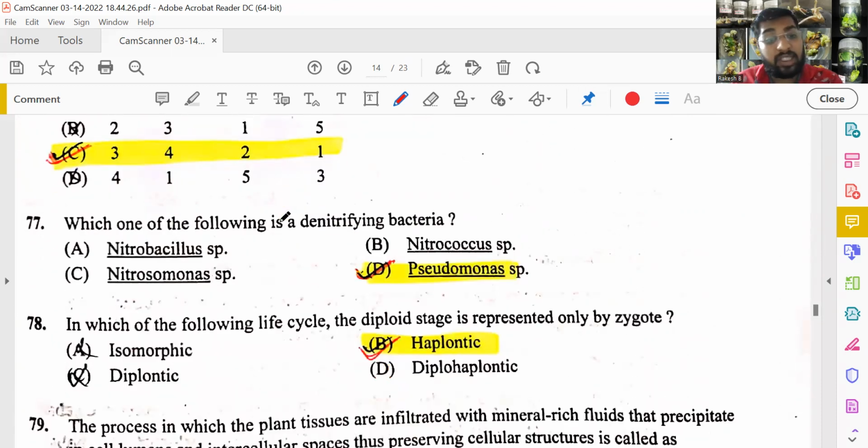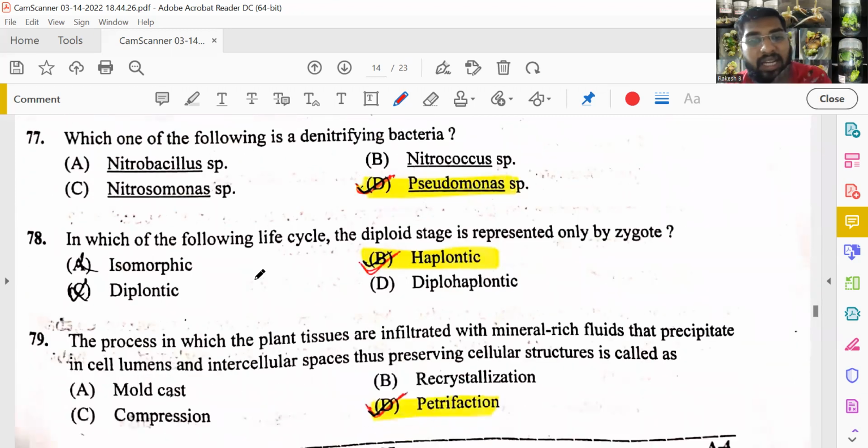And moving on to the next one, which of the following is the denitrifying bacteria? The nitrogen cycle you would have studied. Pseudomonas is the denitrifying bacteria, while all the other three, Nitrobacillus, Nitrococcus, Nitrosomonas, are all nitrifying bacteria. So Pseudomonas is the denitrifying bacteria.